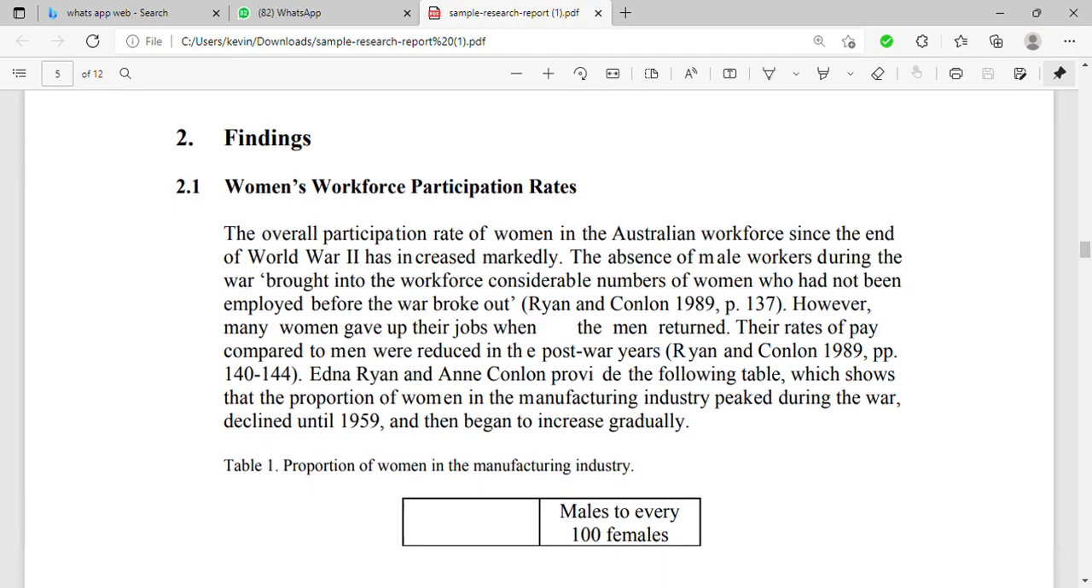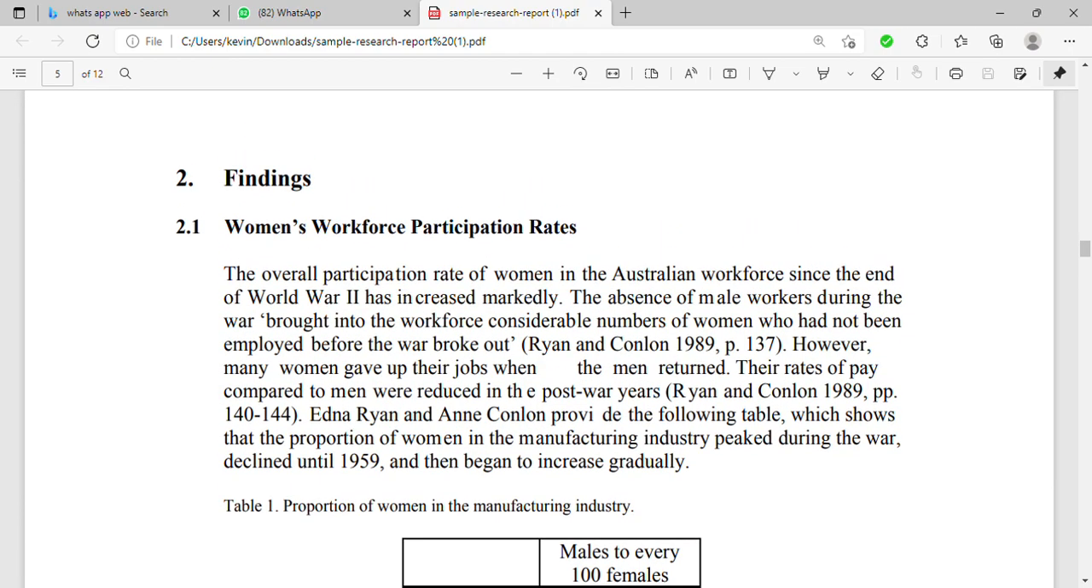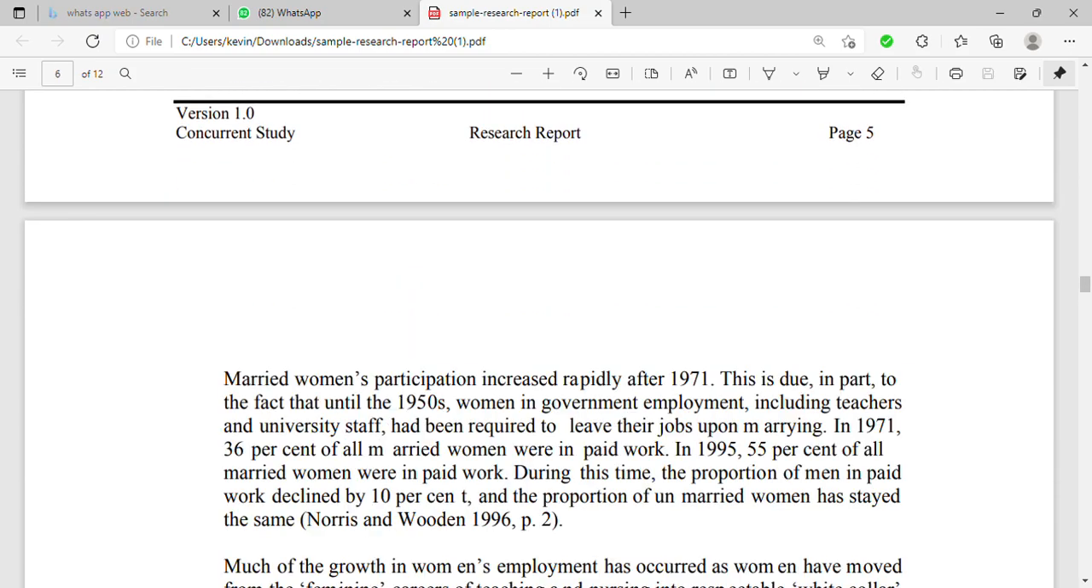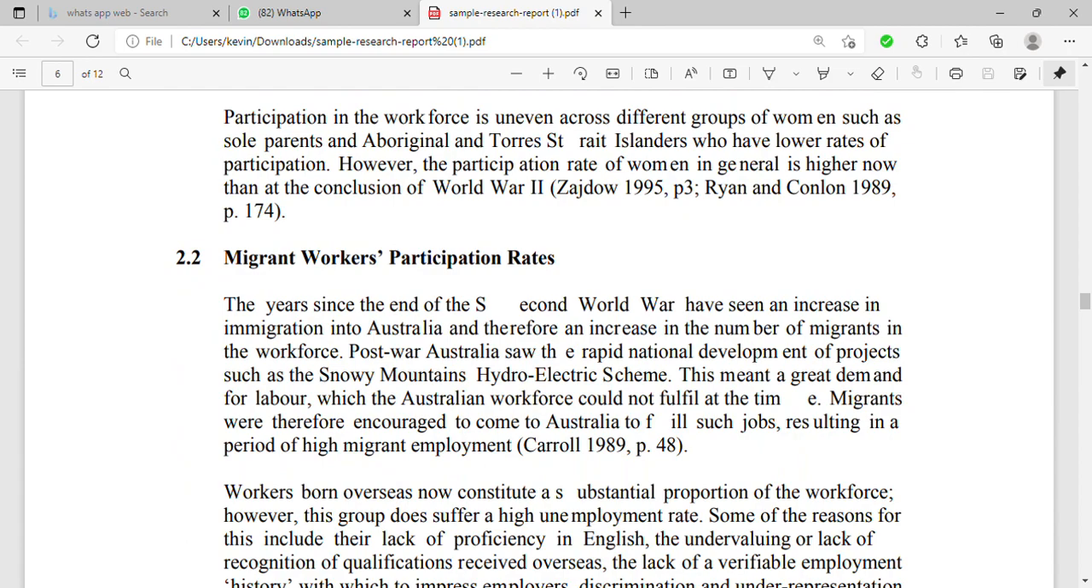Then findings. We talk about the findings, which is chapter 2. Chapter 2 in this report is findings, but in our research format here, our chapter 2 was literature review. So here they first talked about the findings. Women's workforce participation was the first finding. Migrant workers' participation rates was the second one.